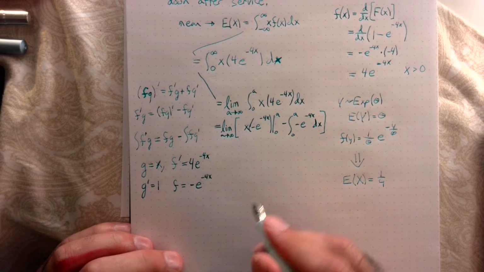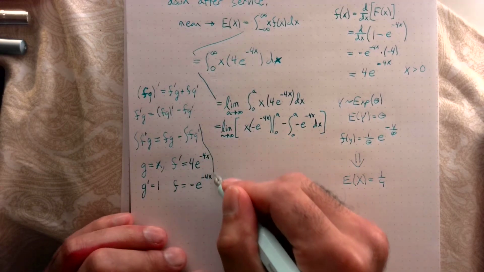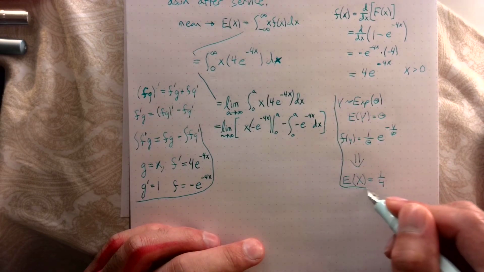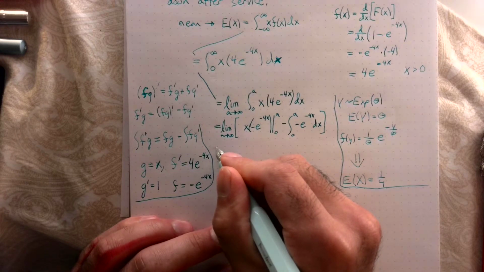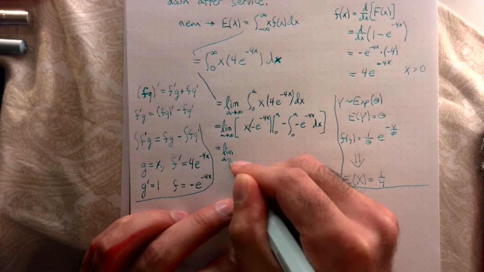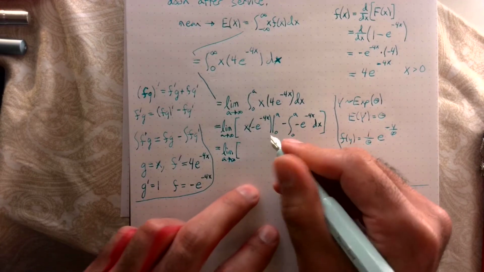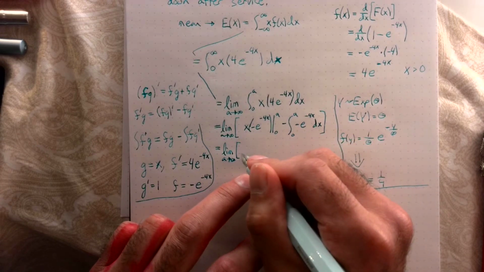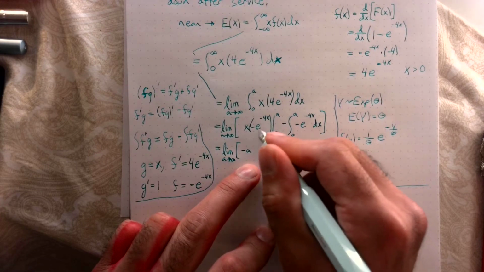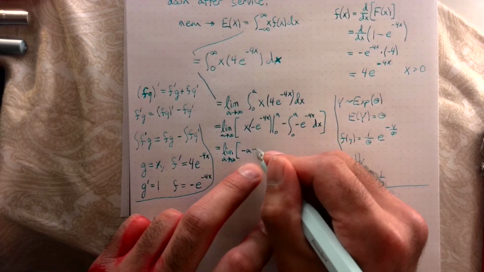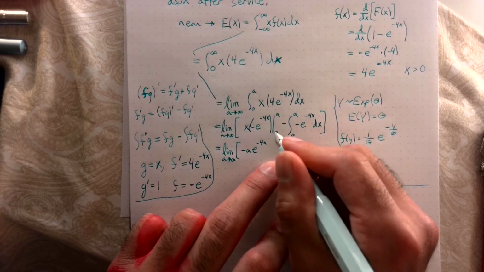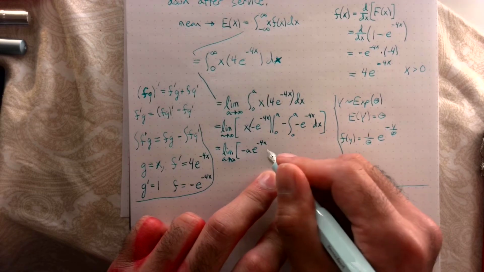Right, so my room is kind of getting a little cramped here. So let's do it like this. Alright, so this is going to be equal to the limit as a goes to infinity. So I want to plug in a. So what do I have? Because I have this minus sign here, this is minus a times e to the minus 4a. And then I'm subtracting off plugging in 0, but because of this x, that's just going to be 0.